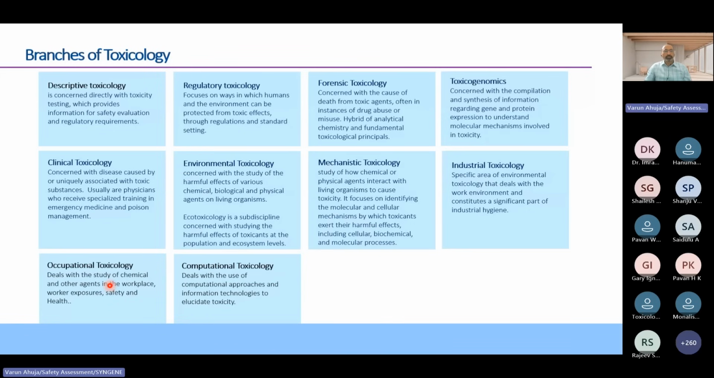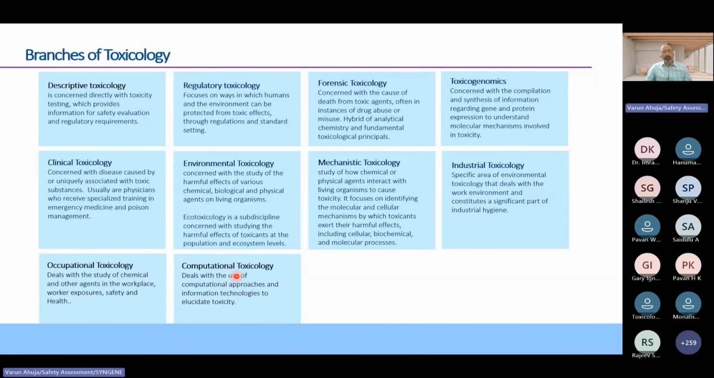Occupational toxicology deals with the study of chemicals and other agents in the workplace, worker exposure, safety, and health. So right now, a lot of risk assessors are deriving occupational exposures. So this is more related to occupational toxicology.